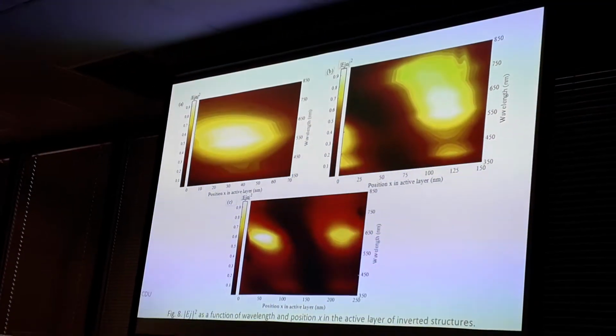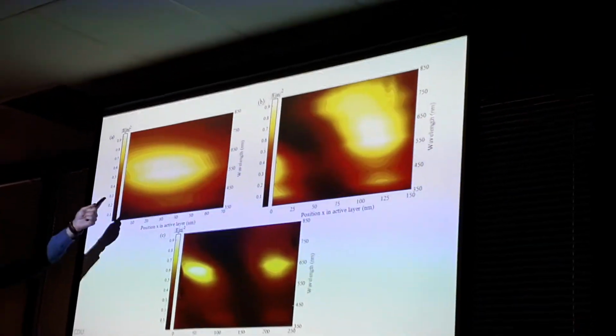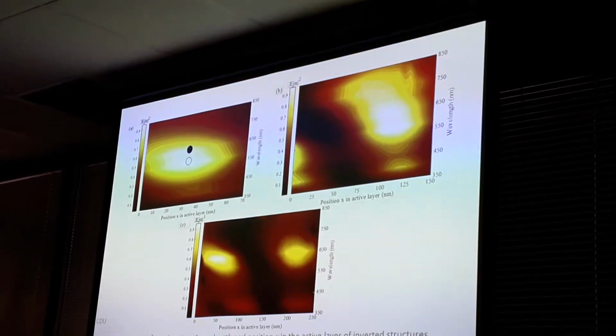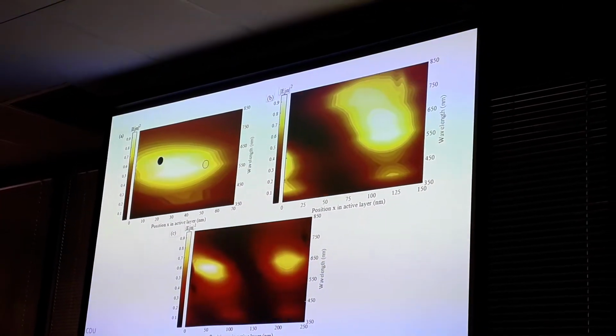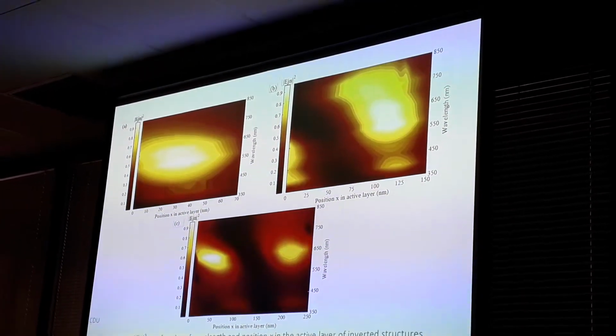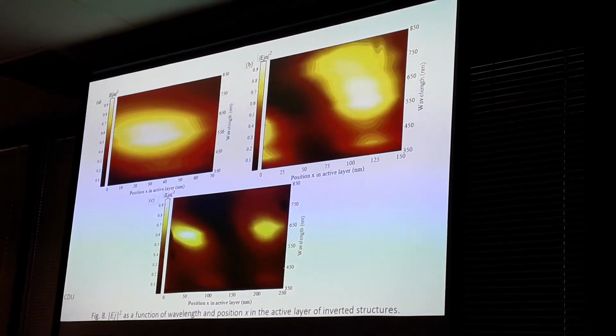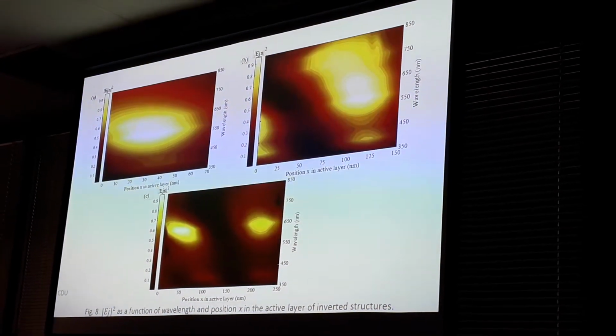Also, in order to investigate the position of peak absorption in the inverted structure, we have plotted the normalized modulus squared of the electric field as a function of position x and wavelength for 3 different active layer thicknesses, 70, 150, and 250 nanometers, as contours. The results have shown that for 70 nanometers, the peak is located almost at the middle, and this means that most electrons and holes have to travel almost the same distance to reach the respective electrodes. However, for 150 nanometers, the peak is located on the right-hand side, and this means that electrons have to travel a longer distance to reach the cathode.